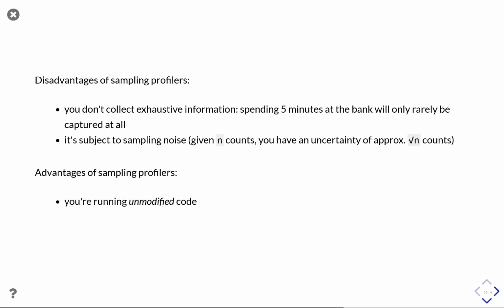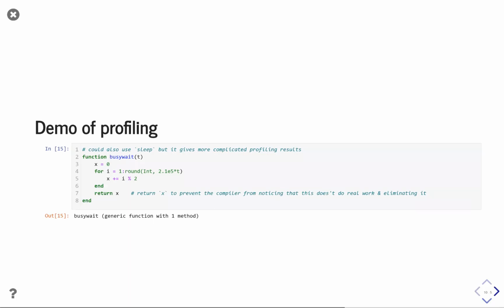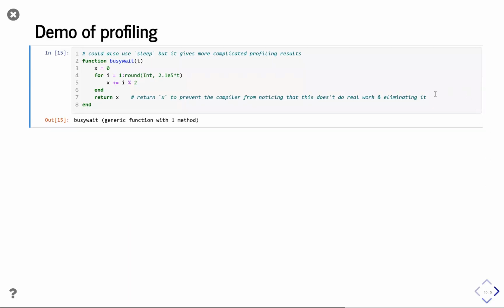You're running the actual unmodified code when you run a sampling profiler. So what I'm going to illustrate for you now is this process of trying to infer where you are. I'm going to create a function here called busywait. This is a function that does nothing other than waste time. I could call Julia sleep, but sleep is a little complicated because it uses Julia's so-called task framework and hardware timers and things like that, which make the interpretation a little bit more complicated.